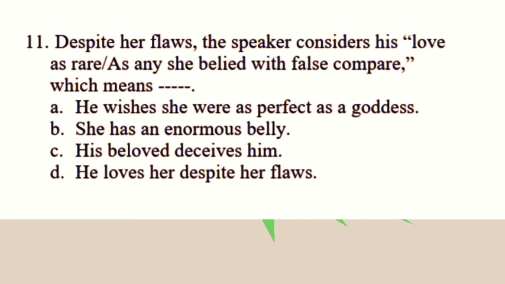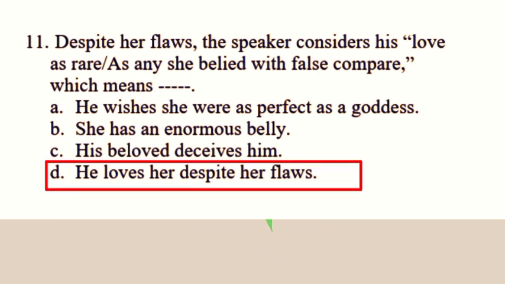Question number 11. Despite her flaws, the speaker considers his love as rare as any she belied with false compare, which means ... The options are A, he wishes she were as perfect as the goddess, B, she has an enormous belly, C, his beloved deceives him, and D, he loves her despite her flaws. The right answer is option D, he loves her despite her flaws. Despite her flaws, the speaker considers his love as rare as any she belied with false compare, which means he loves her despite her flaws.